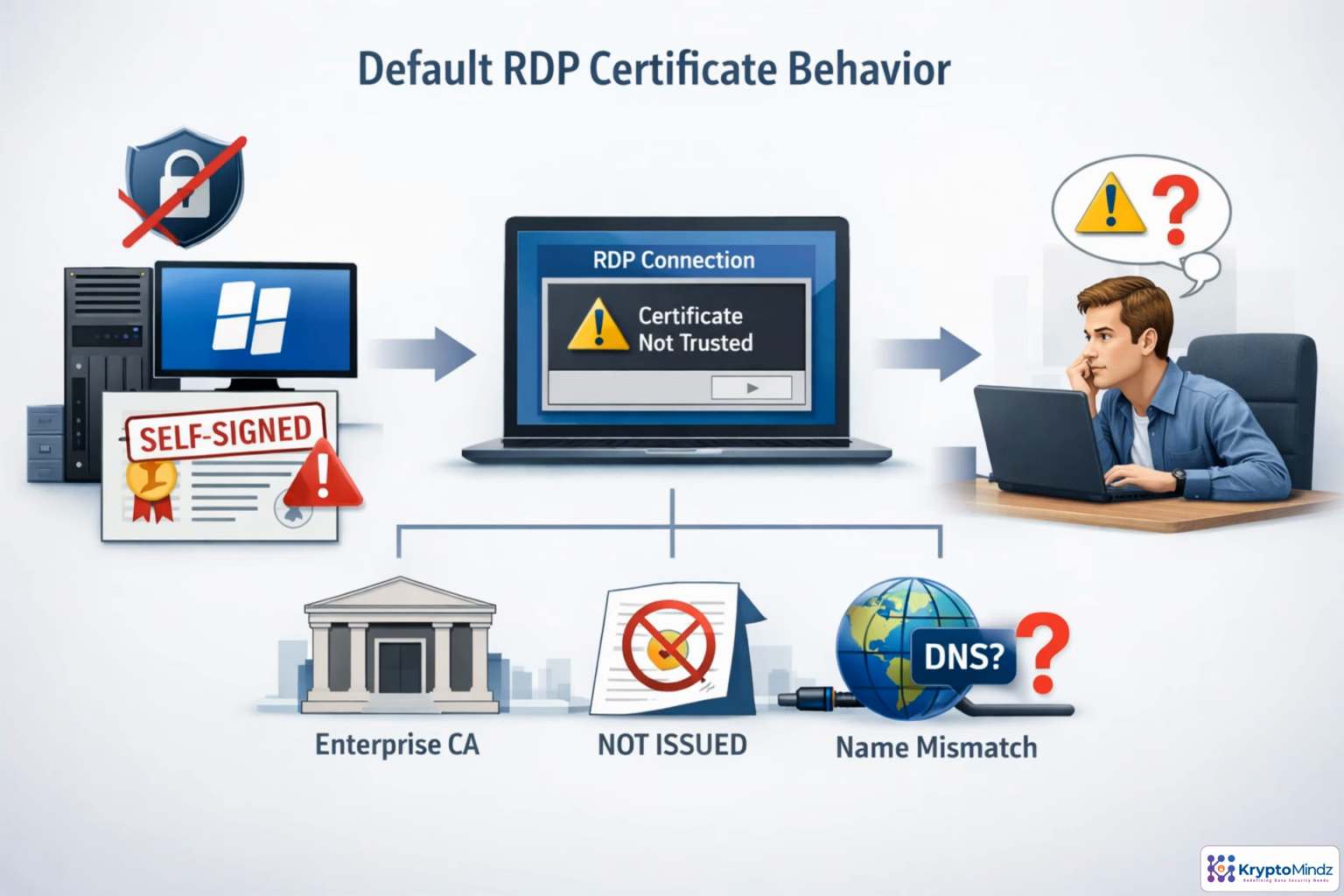When you just enable remote desktop and stop there, Windows quietly creates a self-signed certificate. It encrypts traffic, but it doesn't prove who the server really is. There's no enterprise CA behind it, so the certificate chain can't be validated and clients show warnings. On top of that, the certificate name often doesn't match the DNS name admins use, which creates even more distrust and encourages users to click through security prompts.